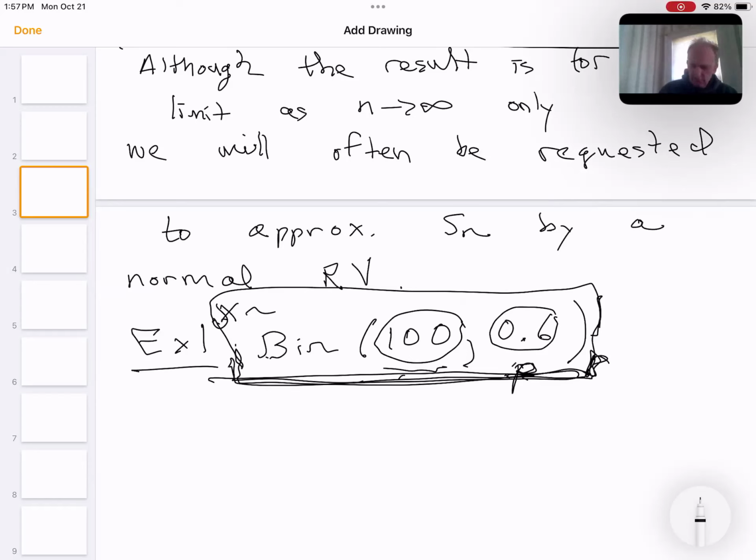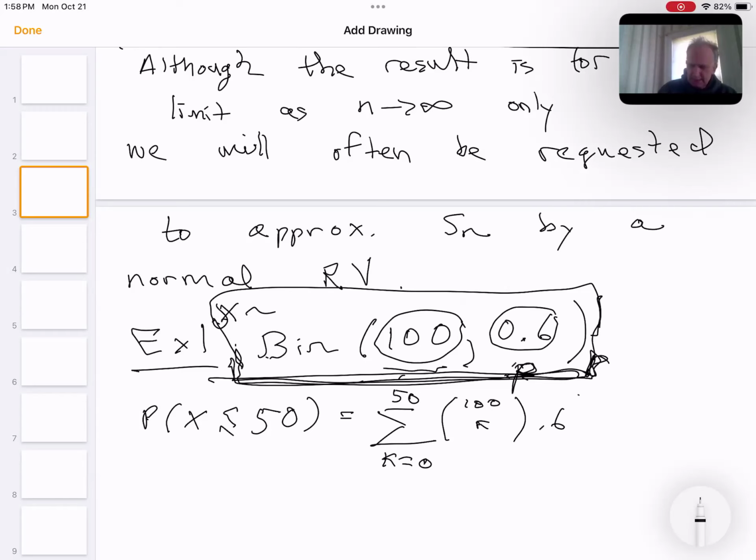Okay, so we want the probability, this is right from the notes, the probability X is less than 50. Well, we know already this we could do in R, and I probably would do it exactly if it was this. But a lot of times you want to do the normal approximation anyway. So it's the sum over K equals 0 to 50, 100 choose K, et cetera, 0.6 to the K, 0.4 to the 100 minus K, right?